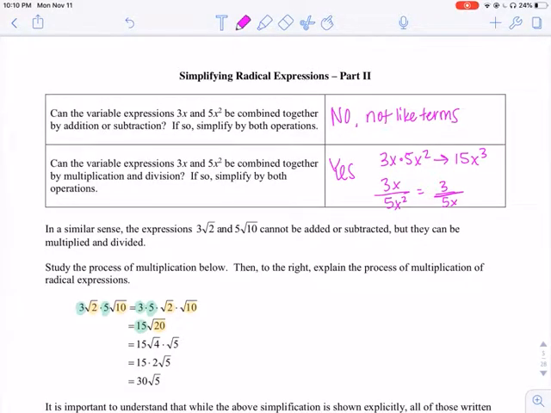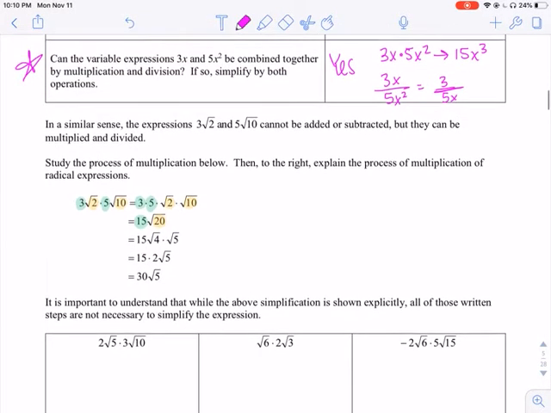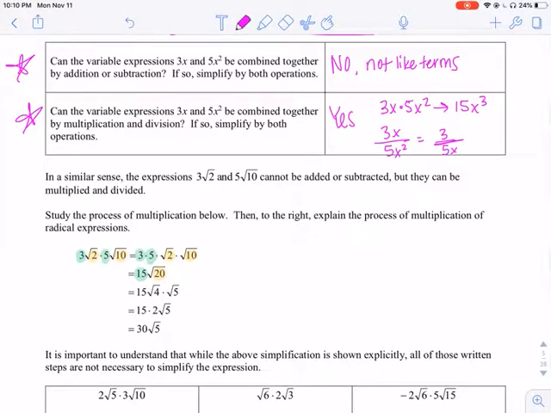All right, we're on day 2 of simplifying radical expressions. So you should have already filled out this top part. The answer to the first one would be no, and the answer to the second would be yes. You can pause the video to see if you need to. And the same way we were speaking about like terms, you also cannot add or subtract them if they're not like terms, but you can multiply them and divide them.